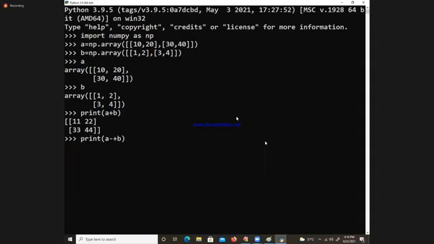One more I will take up: A minus b. What is happening there? 10 minus 1, 20 minus 2, 30 minus 3, 40 minus 4. We got it. Next, I will take up A star B. What is happening? Yes, a student asks: A minus B or B minus A. No problem. If you write B minus A, negative values will come.